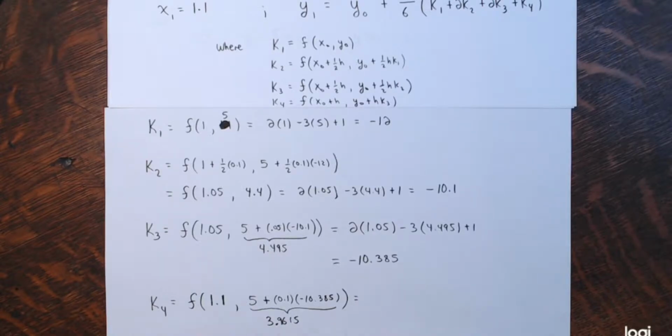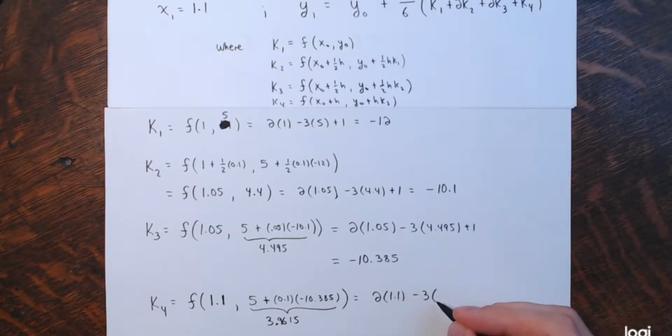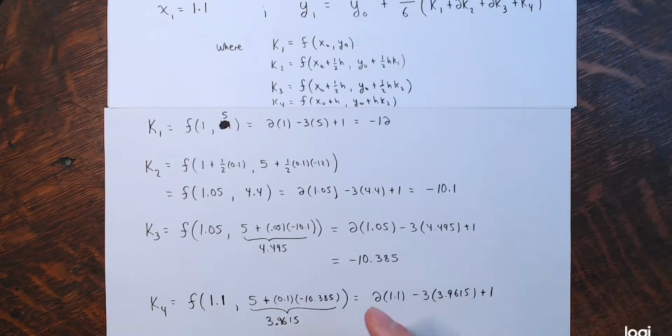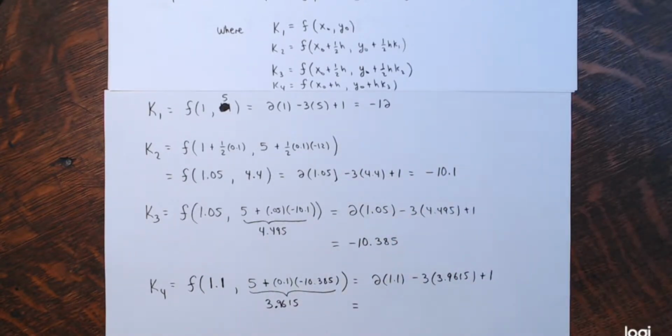And then we'll calculate this. Right, so this is 2 times the x, right? 2 times 1.1, minus 3 times the y, 3 times 3.9615, plus 1, and we get our value of K4, which will be the following. Just again, off to the side on a pretty basic calculator, negative 8.6845.